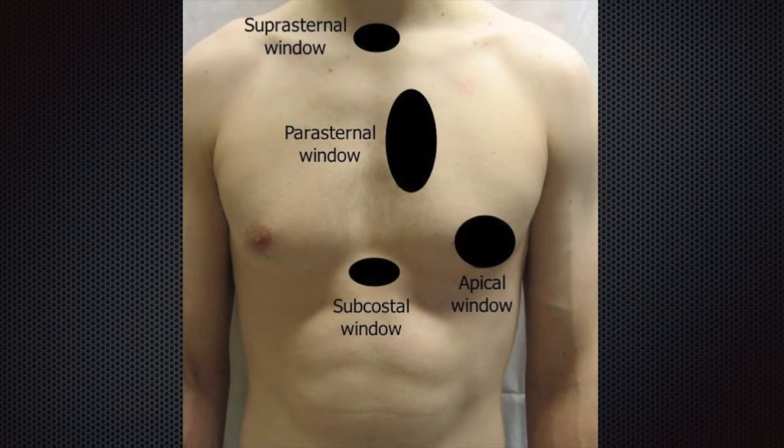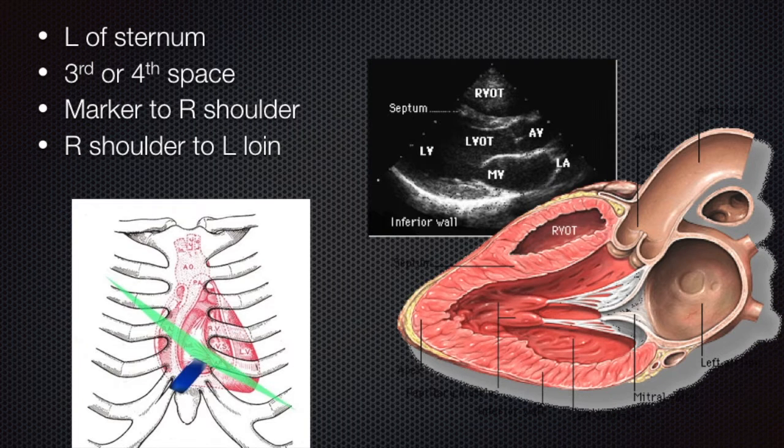Okay, so let's have a look at the views of the heart. We're not going to look at the suprasternal views today, but we're going to look at the parasternal windows, subcostal windows, and apical windows. And they all give you slightly different information. Let's have a look at the parasternal views first.